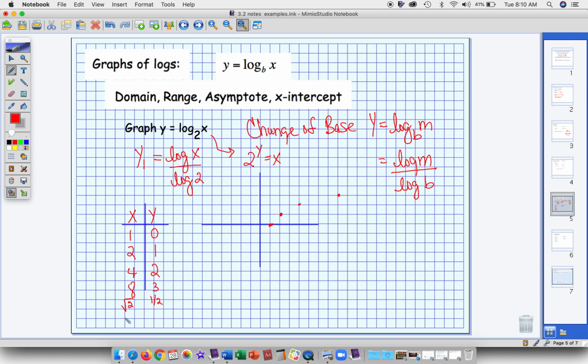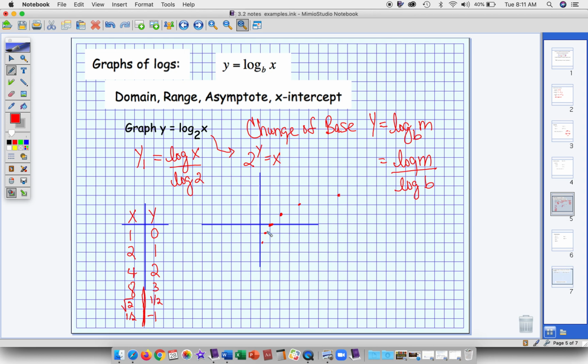So if I plug in 1/2 for x, let's do that. Oh, I know. I'm sorry. I left out the negatives for y. So if I plug in, let's say, a -1, 2 to the -1, that would give me the 1/2. So I have 1/2, -1. If I plugged in -2, that would give me a quarter. So I'd have 1/4, -2, and so on.